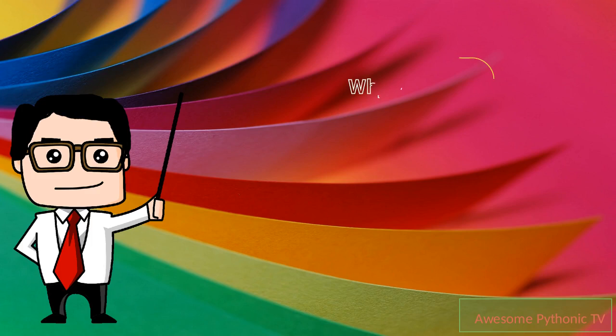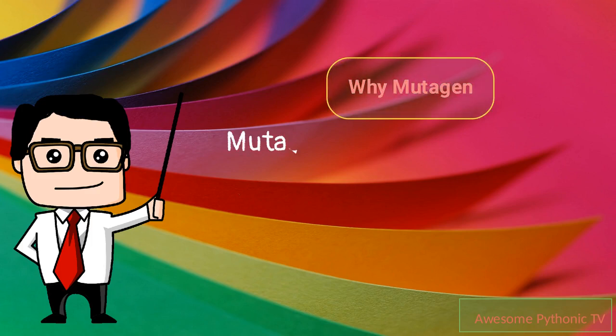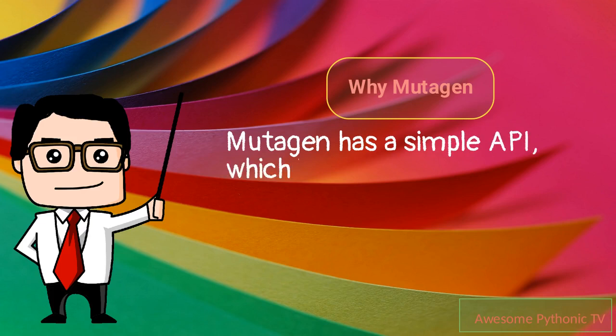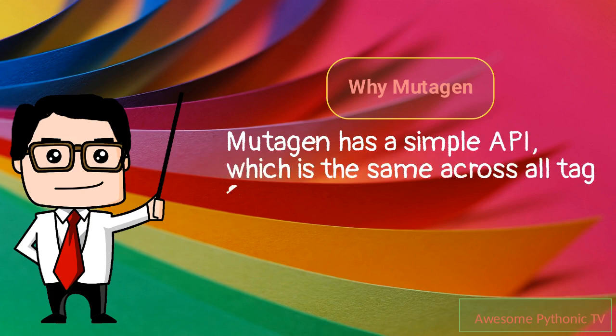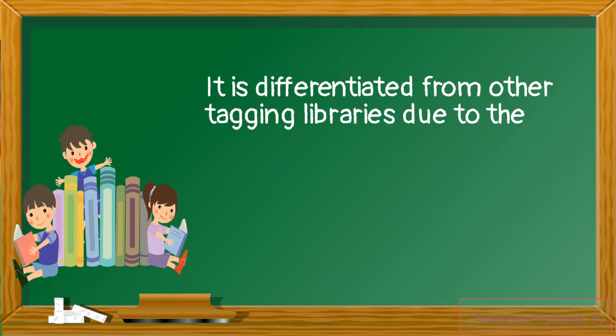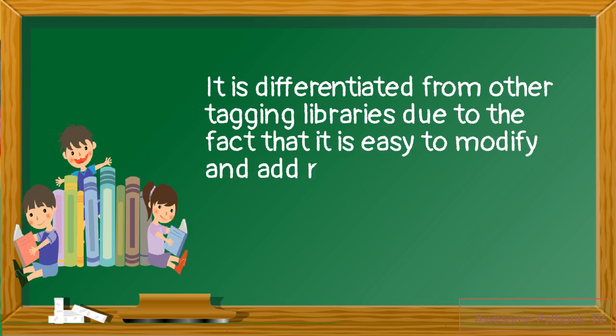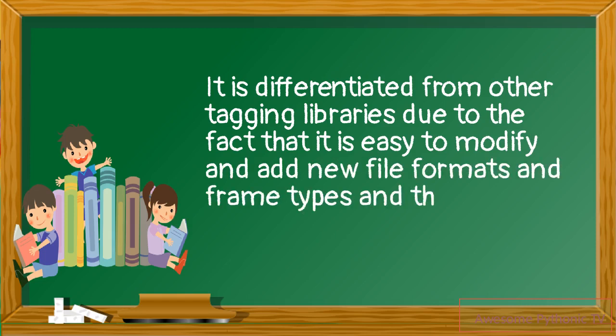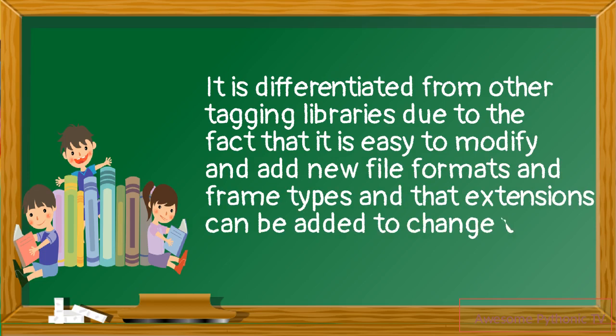What does Mutagen provide that other tagging libraries do not? Mutagen has a simple API, which is the same across all tag formats and versions. It is differentiated from other tagging libraries due to the fact that it is easy to modify and add new file formats and frame types, and that extensions can be added to change the behavior of current formats.